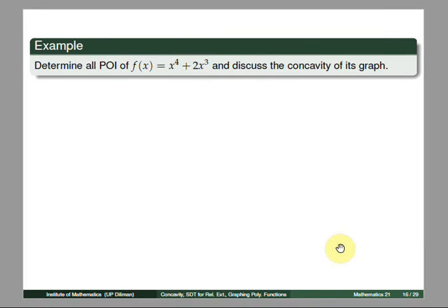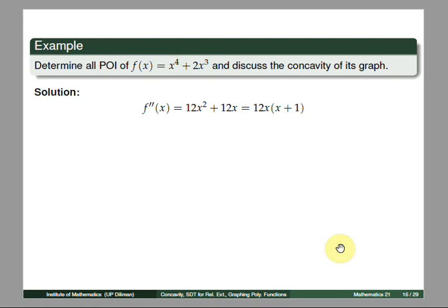Let us look at some examples. We determine all the POI of our function and discuss the concavity of its graph. Our first function is x to the fourth plus 12x cubed. You can verify that the second derivative of this function is 12x squared plus 12x, which we can factor as 12x times (x plus 1).